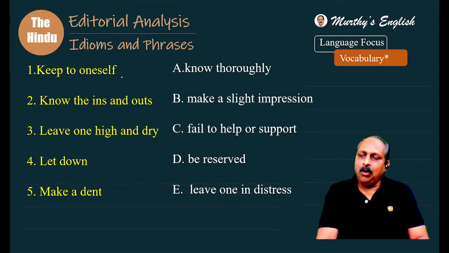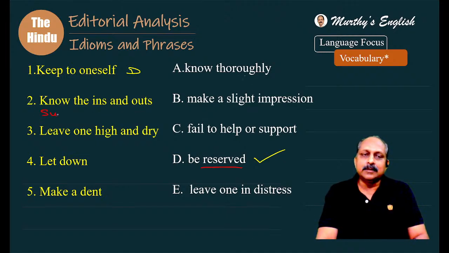Keep to oneself. He always keeps to himself. She always keeps to herself. Means what? Be reserved. Answer is okay. If it is the first one, fine. Second one also, no problem. Because we are hard pressed for time here. Every second is important. Keep to oneself. How do you frame the sentence? She always keeps to herself. He always keeps to himself. Means what? Reserved.